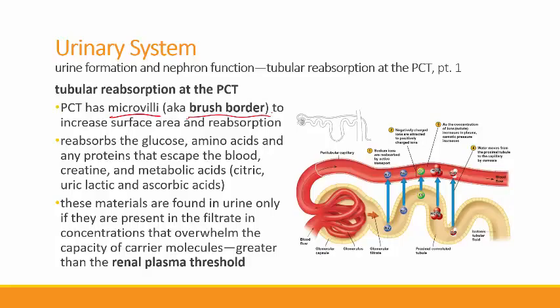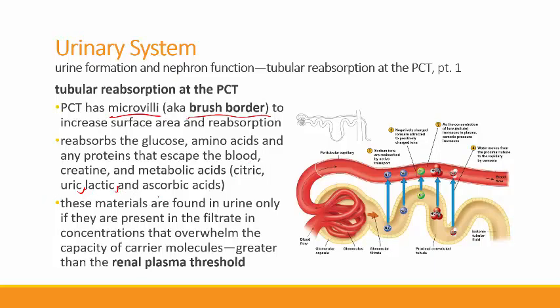And so we reabsorb glucose, amino acids, and any of the proteins that have escaped the blood. We reabsorb creatine and many of the metabolic acids like citric acid, uric acid, lactic acid, and ascorbic acid. So these four metabolic acids are pulled back in as well.